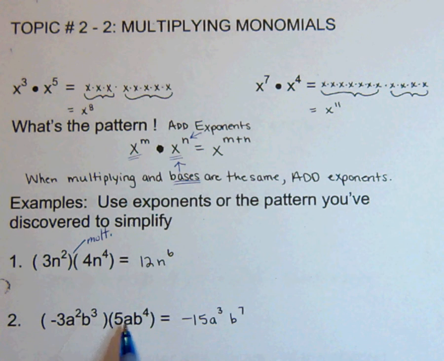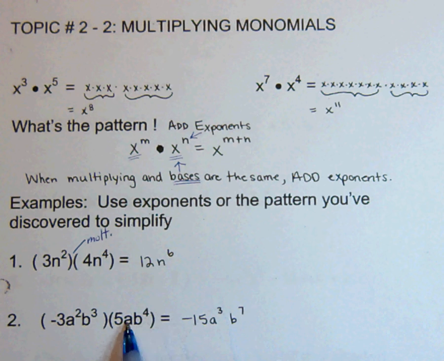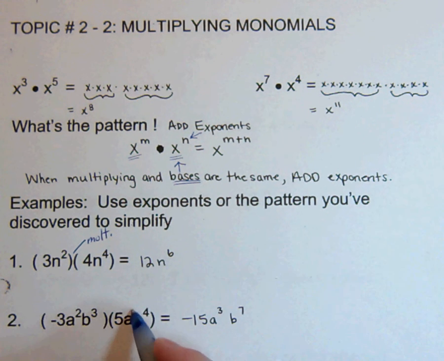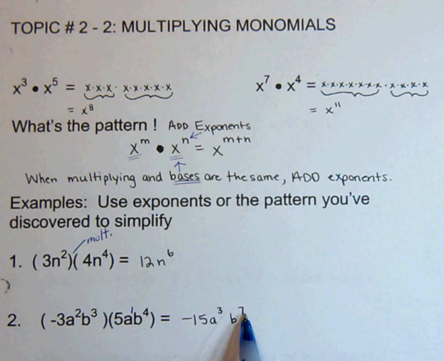Multiplying the coefficients gives us a negative 15. Adding the exponents is going to give you 3 because it's understood to be a 1 when there's not one. If you do not have an exponent with your base, you do understand it to be a 1. That's why this is 3. And then for b, 3 and 4 would be 7.